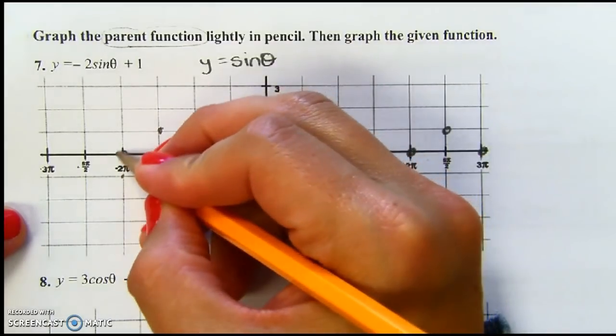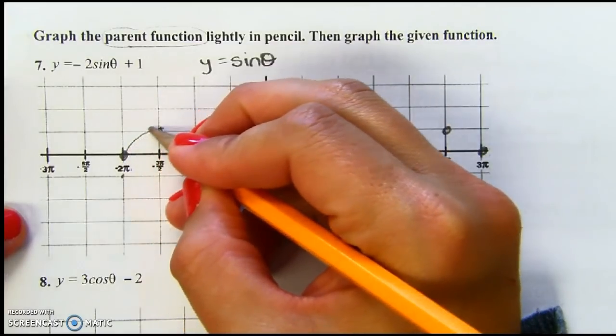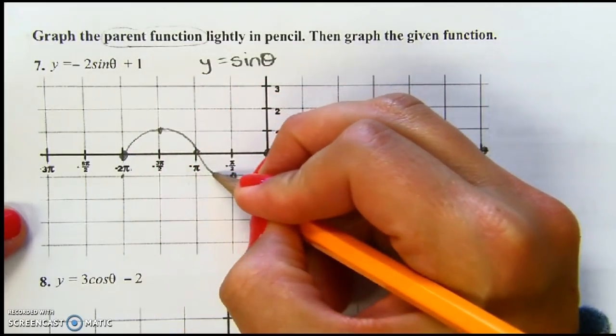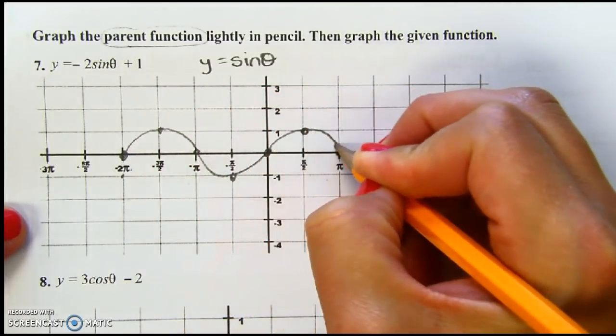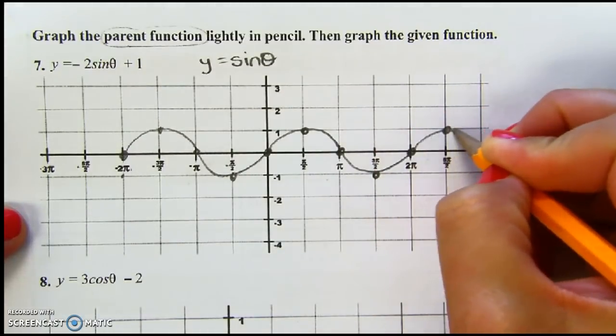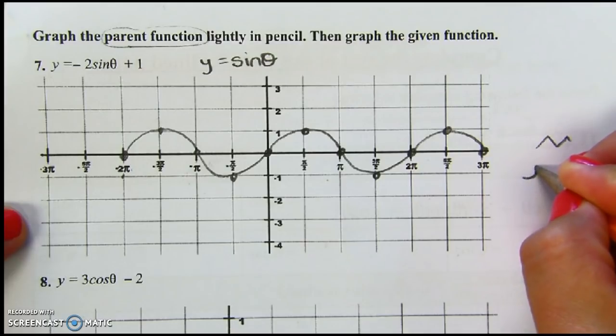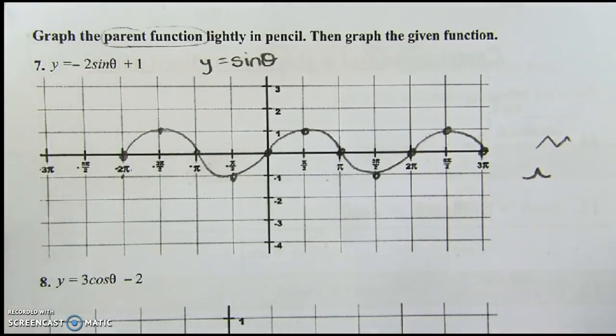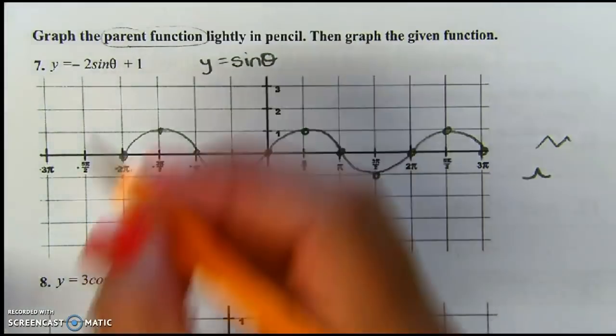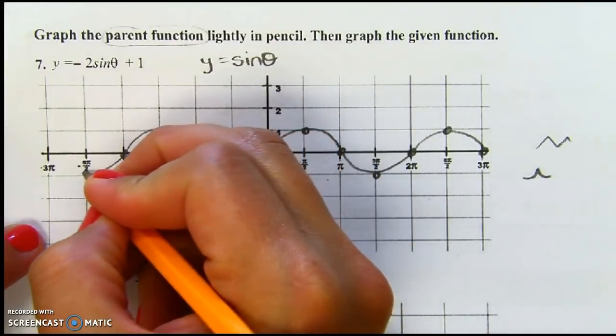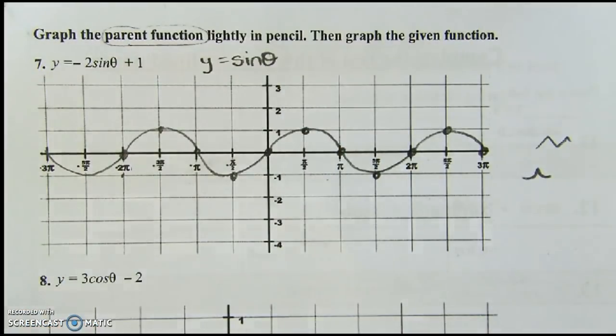Ooh, I skipped one here. Okay, so hills and valleys, concave down, concave up, concave down, no zigzags, and nothing like that. Okay, so there's my parent function. It keeps going this way, and I didn't do it very neatly, but it's okay.